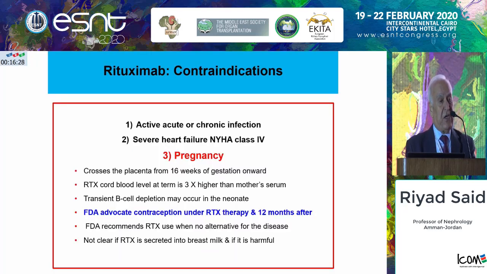What are the contraindications for the use of rituximab? Active and chronic infections, severe heart failure, and pregnancy. In pregnancy, from 8 to 16 weeks of gestation the drug crosses the blood-placenta barrier, and at term the level is 3 times higher than the mother's serum. That's why the FDA advocates contraception under rituximab therapy, and it should be continued for 12 months after that. Again, the FDA recommends rituximab use in pregnancy only when there is no other alternative, and it's not clear how much is excreted in breast milk and whether it is harmful or not.